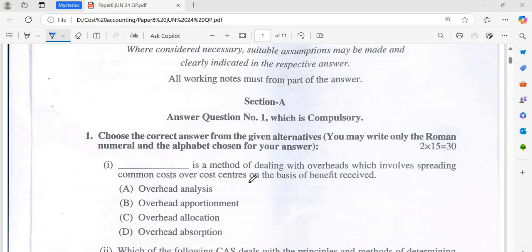So DAS is a method of dealing with overheads which involves spreading common cost over cost centers on the basis of benefit receipt. So this is based on we already having some overheads incurred, that is common cost, and we are going to apportion it. So the option should be overhead apportionment.